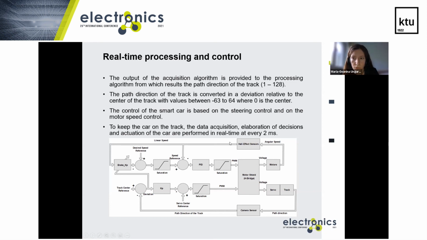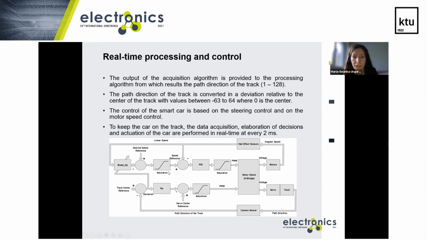The motor speed control is done based on the information provided by the Hall effect sensors mounted on the wheels. The speed reference is defined in the initialization phase of the control algorithm, and represents the desired speed of the car. This is influenced also by the deviation of the path direction. So if a curve is detected, for example, the desired speed reference will be modified because braking is needed.